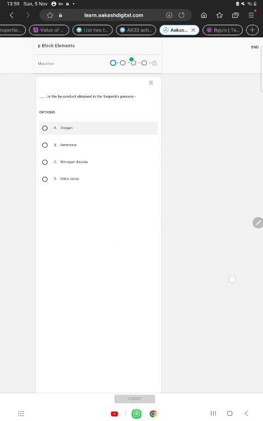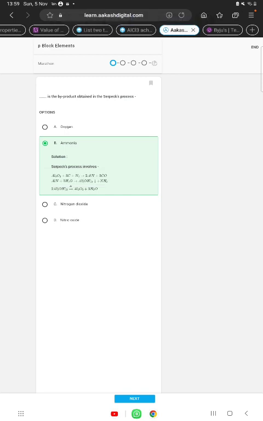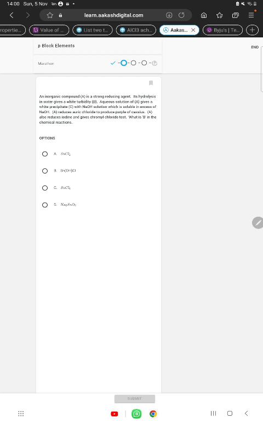Now you see, student, what is there in this case? Is ammonia the byproduct obtained in the Serpek process? So this now becomes correct. Serpek process: Al2O3 plus 3C plus N2 gives AlN. This AlN on hydrolysis gives Al(OH)3. Al(OH)3 will give Al2O3 plus 3H2O. So in the second step, NH3 is formed, that is ammonia.